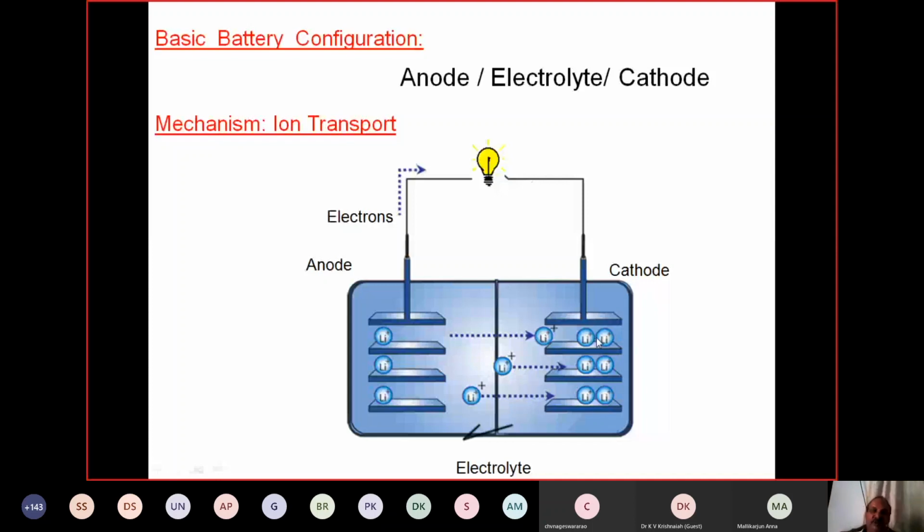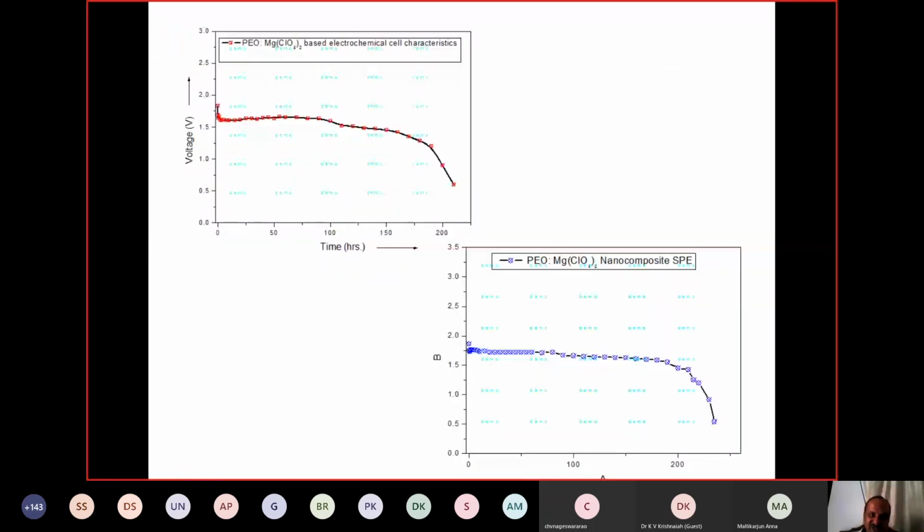Okay. You see here, when we fabricated the battery using some magnesium material, the pure polymer electrolyte is stable up to 175 hours. But when we added nanoparticles to this, it is stable even above 200 hours. That means its efficiency increased. When we added nanoparticles to the polymer electrolyte materials, the efficiency of the battery increased. That means the performance is increasing. Okay.